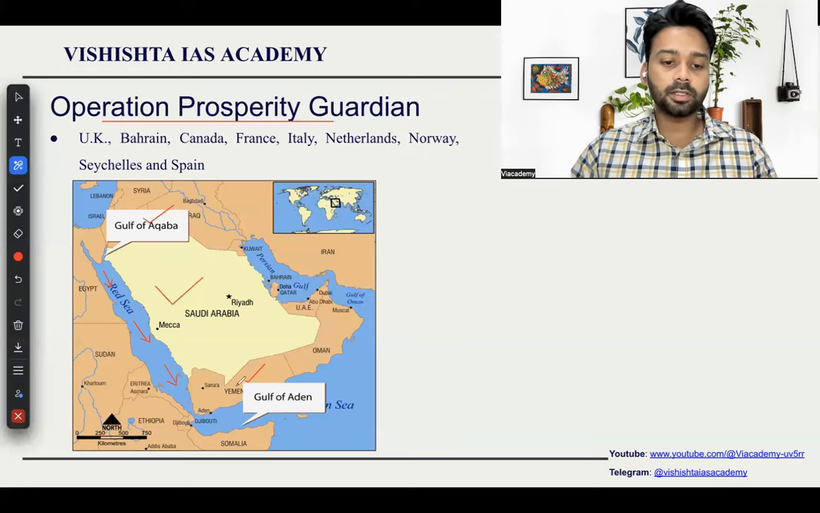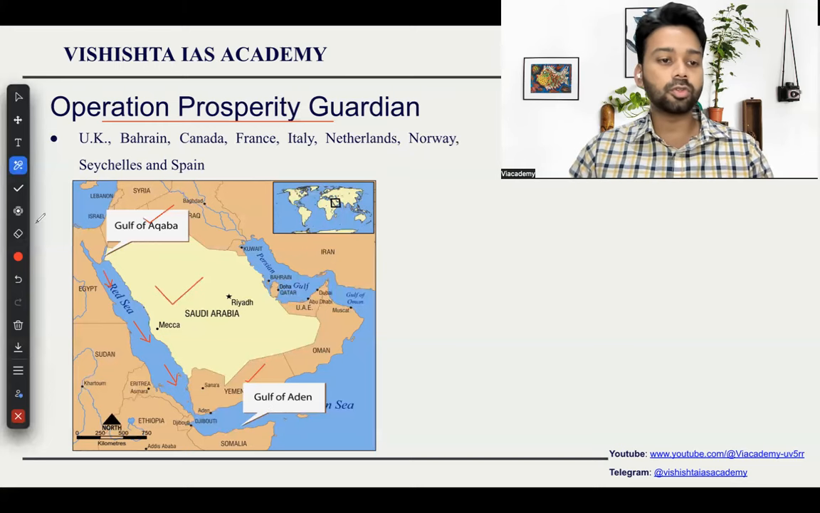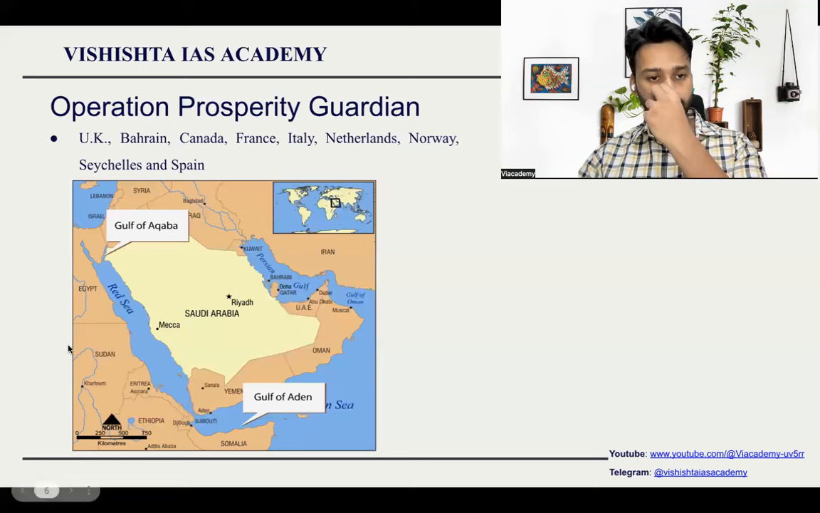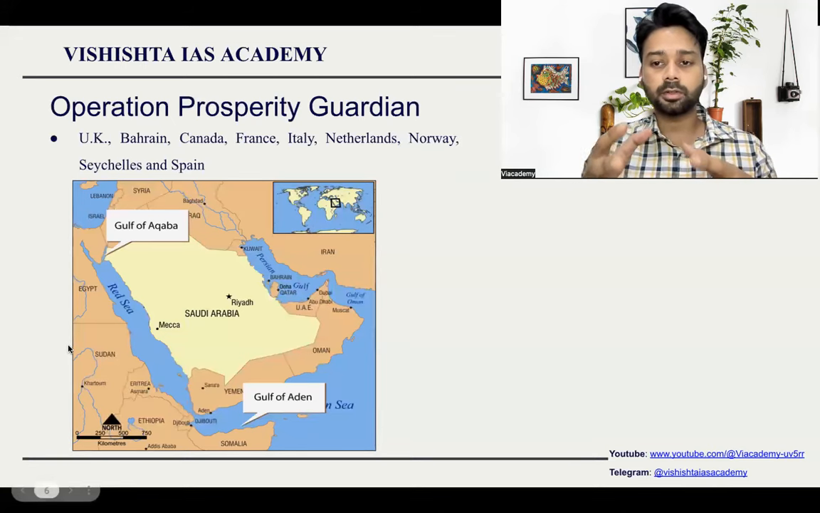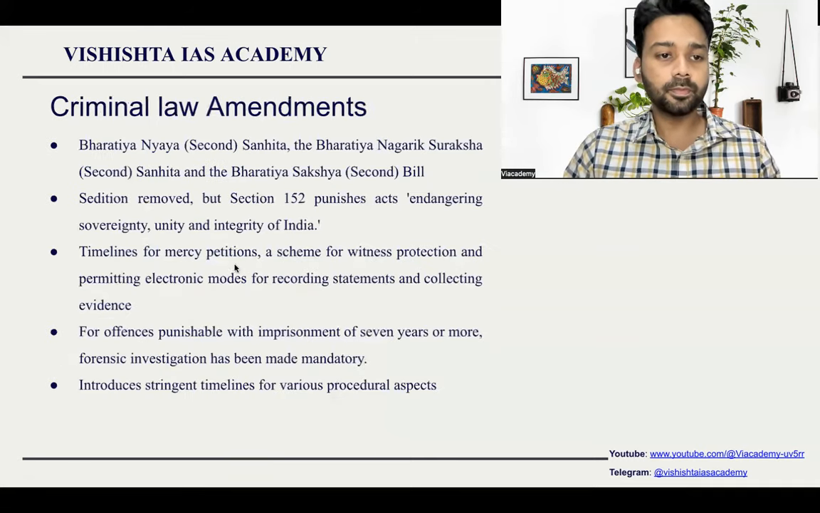The problem here is the Houthis have considered Israel as their sole enemy, and due to which they are trying to stop the Israeli ships in the Red Sea. So this is a major problem. Gulf of Aqaba should be studied. Gulf of Aden should be studied. You should know the borders of all these countries. If they ask a question, where exactly is Gulf of Aqaba located, or which countries share the boundary with Gulf of Aqaba, you should be in a position to answer it.